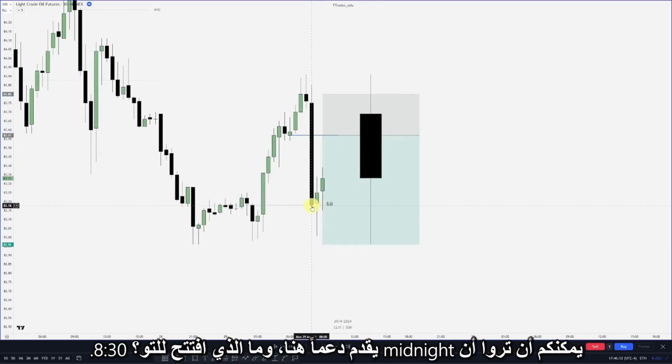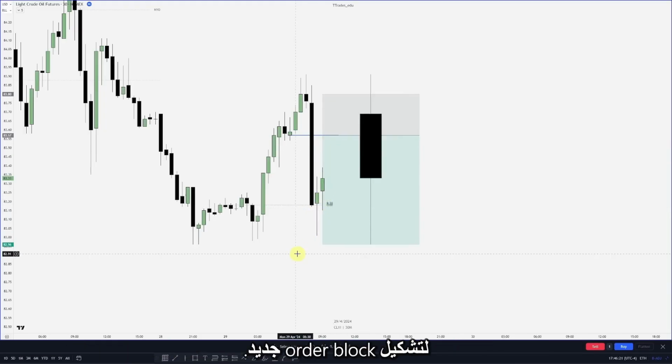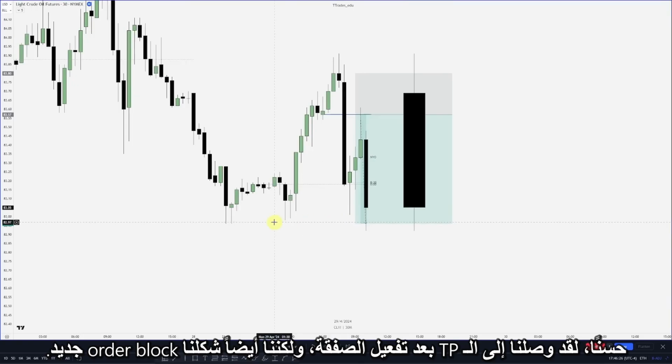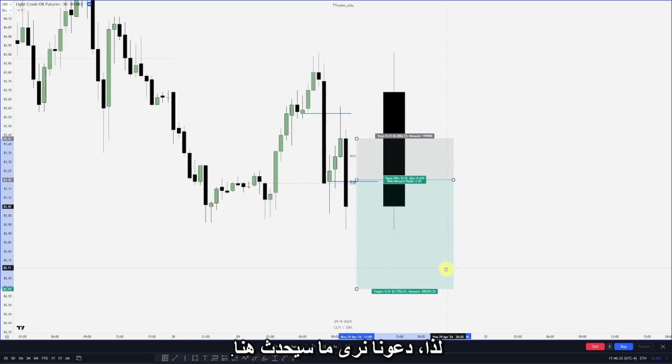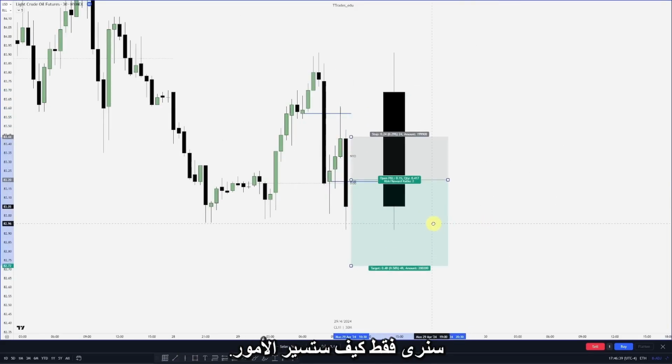You can see midnight offering support here in what just opened, 8:30. So if we're going to get this move back up, I'd like to see it at 8:30, making an opposing run to form a new order block. Right there, what do we see? Well, we hit our TP after getting tagged in, but we also form a new order block. So let's see what happens here, right? We wanted to take another trade or just let it go. We'll just see how it works out.